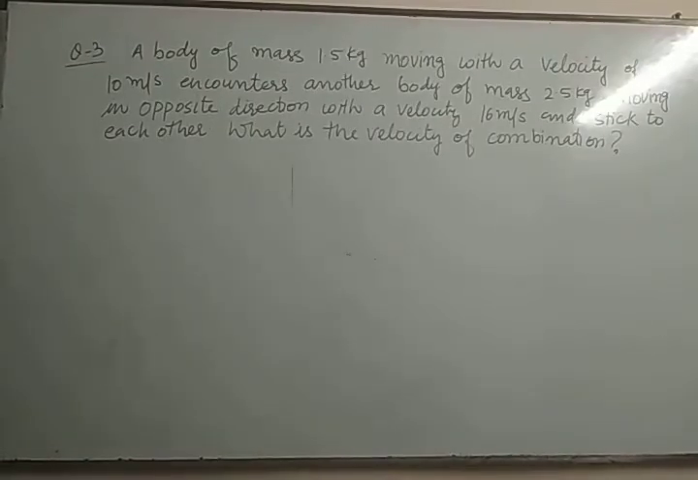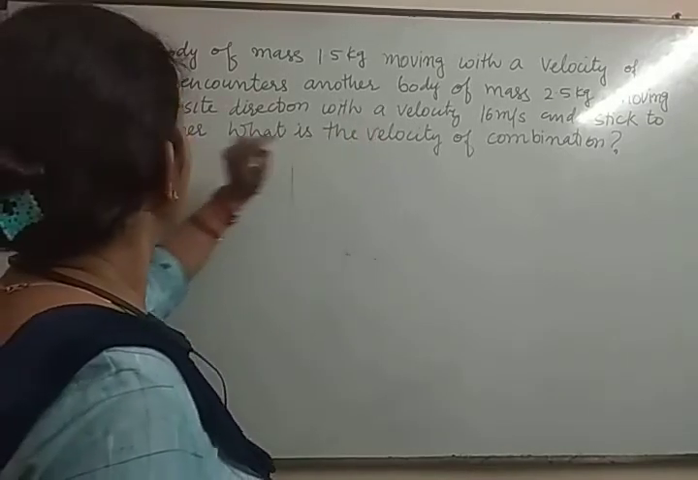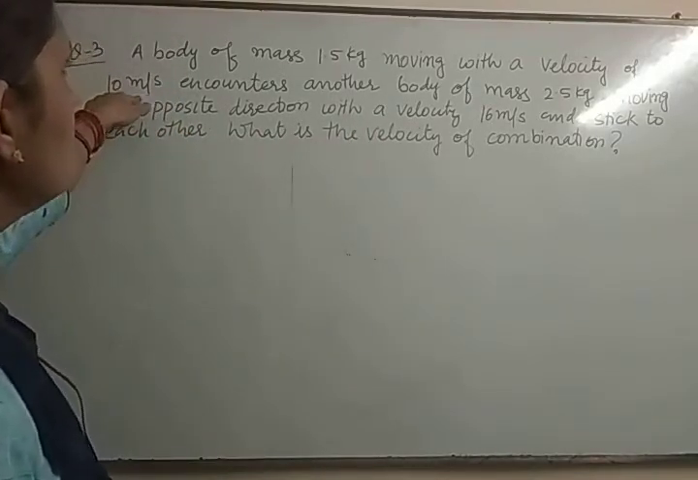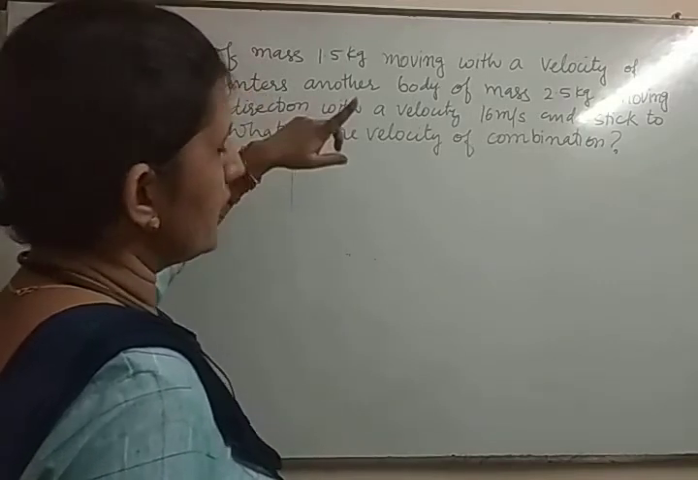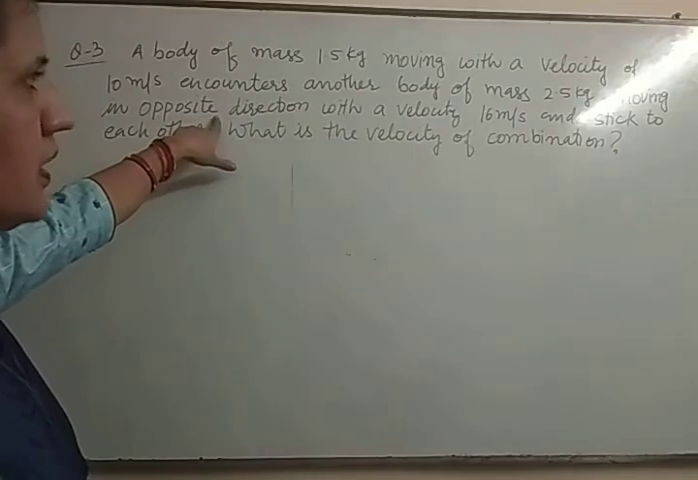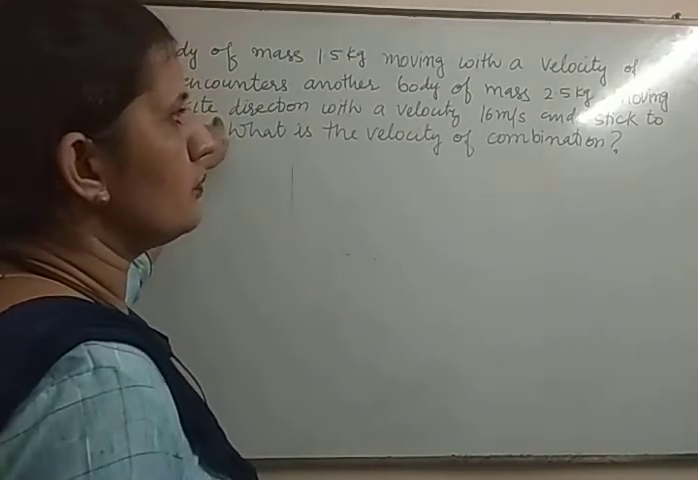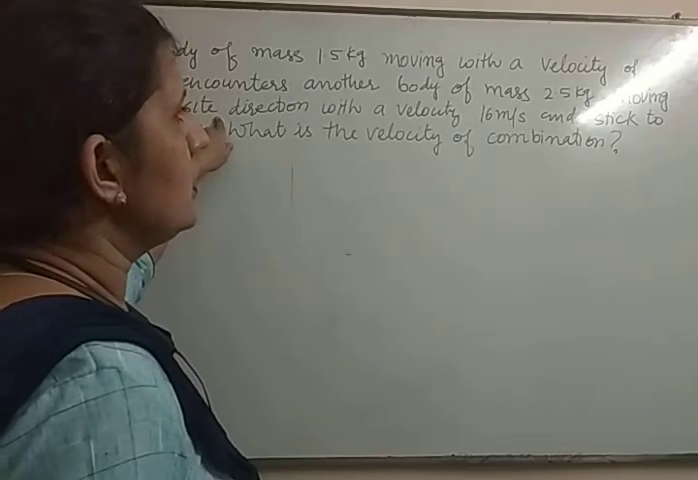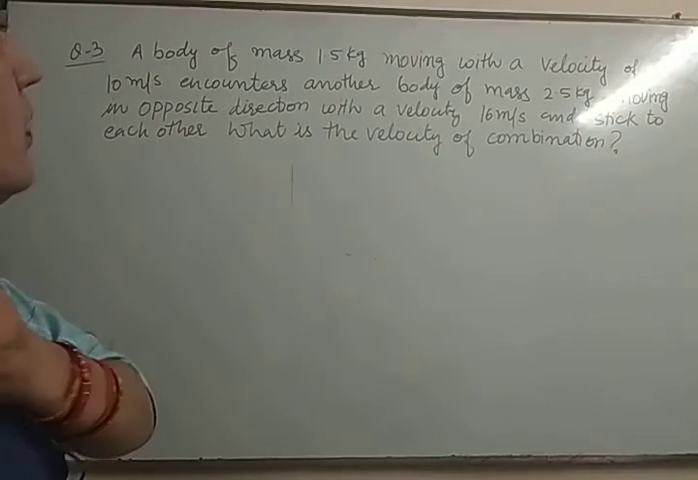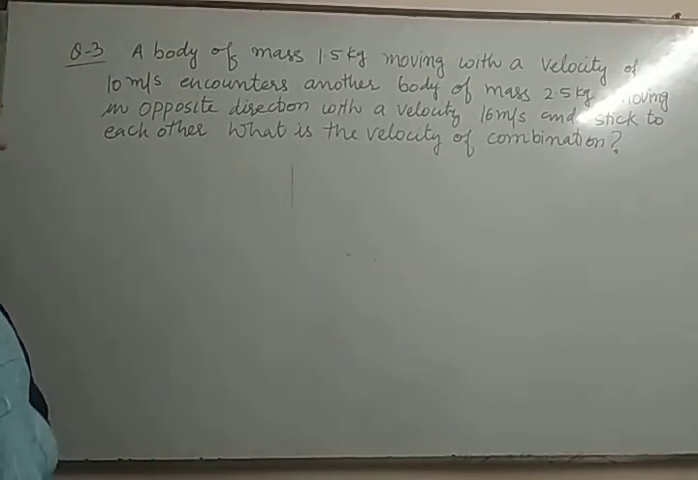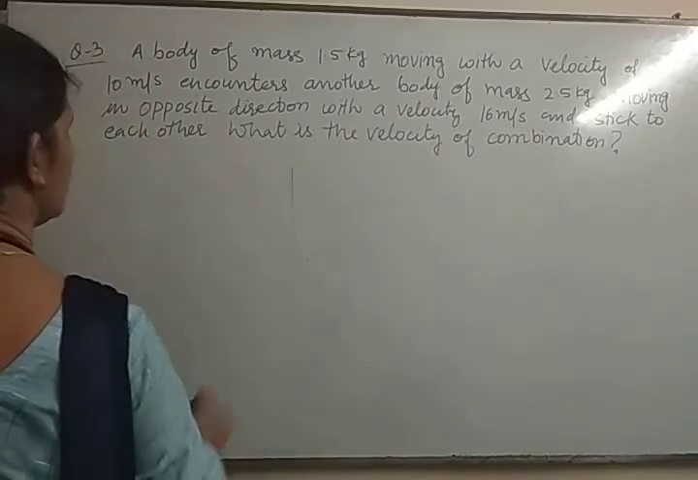One more numerical. A body of mass 1.5 kilogram moving with a velocity of 10 meter per second encounters another body of mass 2.5 kilogram moving in opposite direction. It means its velocity is having minus sign. The second object is having minus sign with the velocity 16 meter per second and they stick to each other. What is the velocity of the combination? The same method, only the difference is of sign.